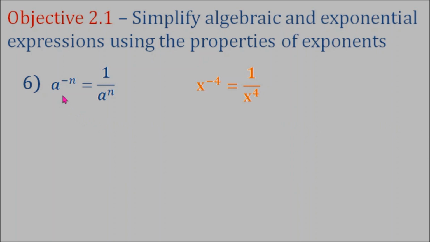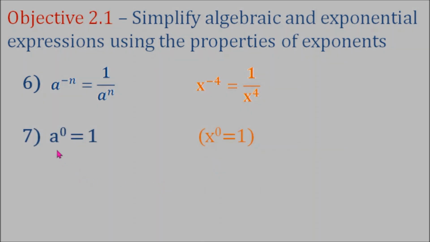Rule number 6, it's about negative exponents. That's a to the power of negative n equals 1 over a to the power of n. So we are going to make this negative exponent positive by moving this term to the denominator and writing 1 as our numerator. For example, if we have x to the power of negative 4, we make this negative exponent positive. It becomes x to the 4, but we move it to the denominator and write 1 as our numerator.